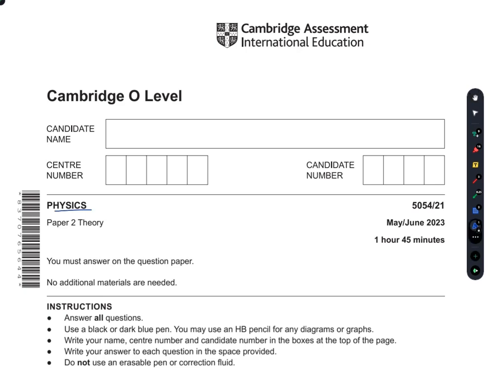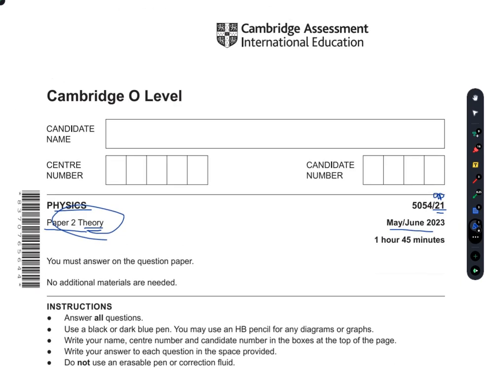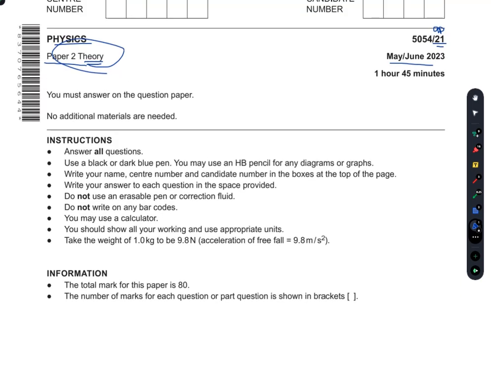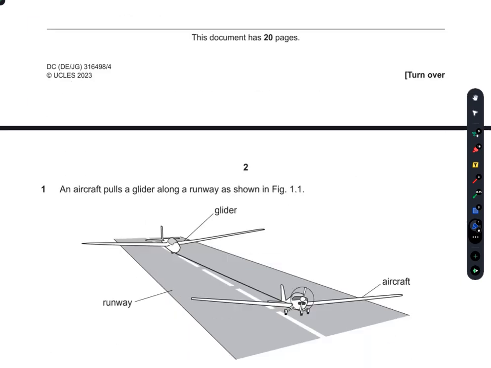Finally, we have started paper 2, which is the theory paper, and we are doing this from the May-June 2023 session, question paper number 21, variant 21. This paper 2 is the theory paper in which you have to write much, and it's completely different from the MCQ paper. This is the first video of my YouTube channel on the theory papers of O levels. So let's start our video.